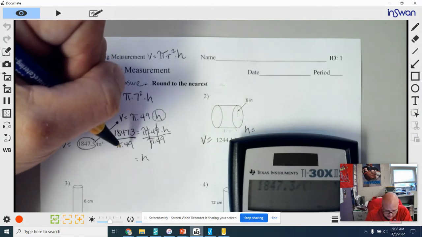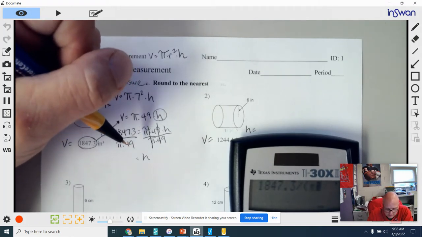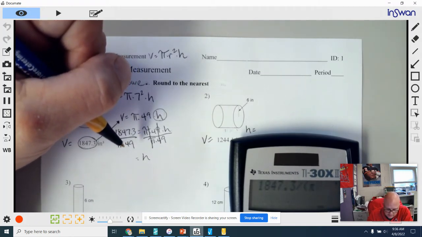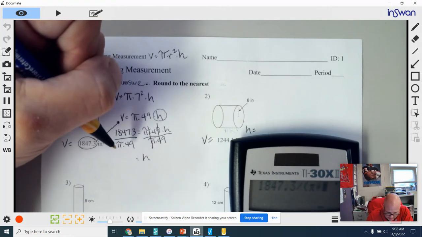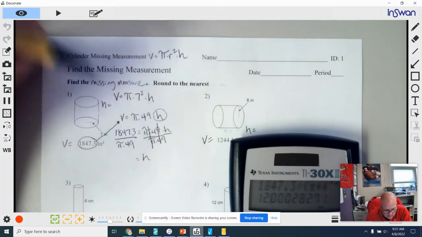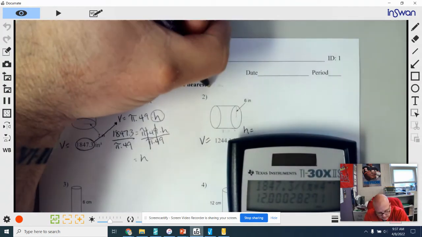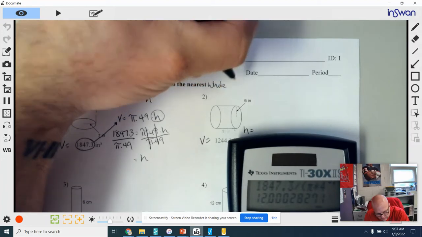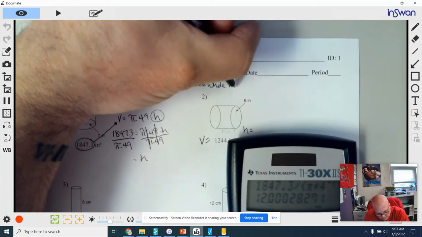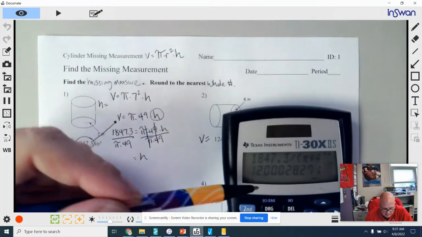So I'm going to put opening parentheses. If you have a pi key, I recommend you use that. If you don't, you can use 3.14. So pi times 49, closing parentheses. All right, and today we need to round to the nearest, I forgot to write directions up there, round to the nearest whole number. Okay, and we see here our height, it's going to be 12.